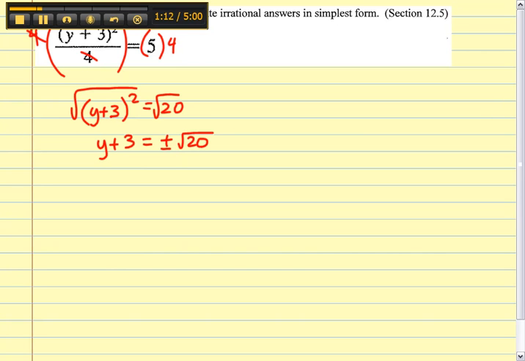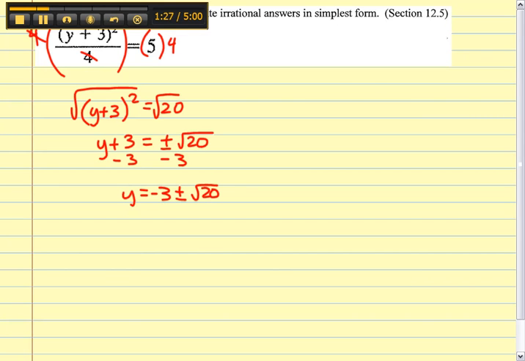Okay? Now, what I need to do here is subtract 3 from both sides, and I'm going to get y is equal to negative 3 plus or minus root 20. But I'm not done. Remember, I always have to simplify that radical.